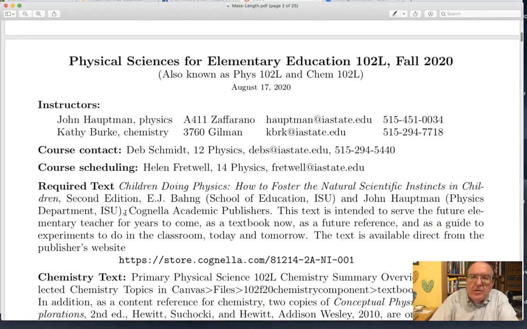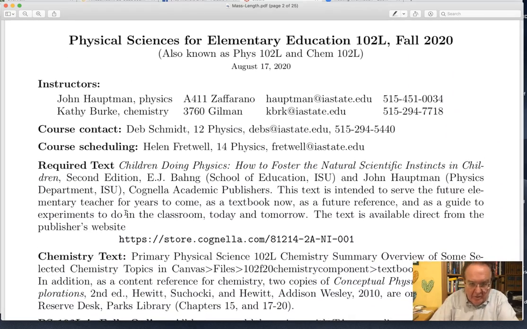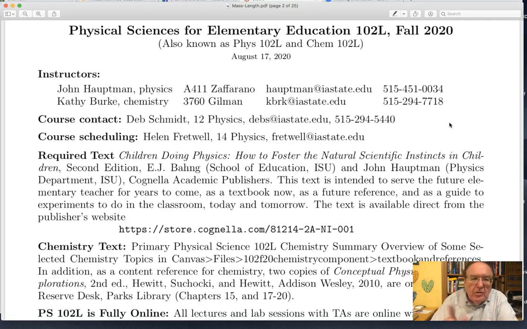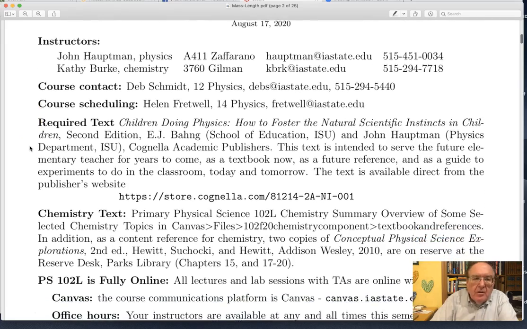So here's the first page of the syllabus, the first half page of the syllabus. You can see that both Kathy Burke and I have our office addresses, our ISU email addresses, and our telephone numbers here. Later on, I will say that you can contact us at any time because we're here for you. It's really true. The course contact and the course scheduling people in the physics department are listed here.